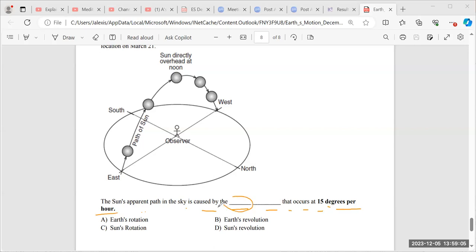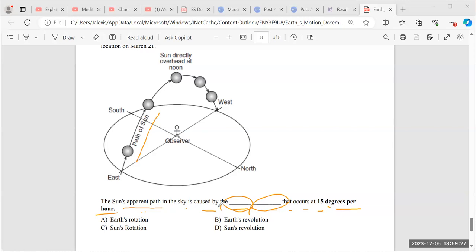We have to fill in the blank. Two words. Well, we know that the sun's apparent path, is the sun in reality actually moving? No, it is we, the inhabitants of the Earth, that are moving at a certain pace, 15 degrees per hour.